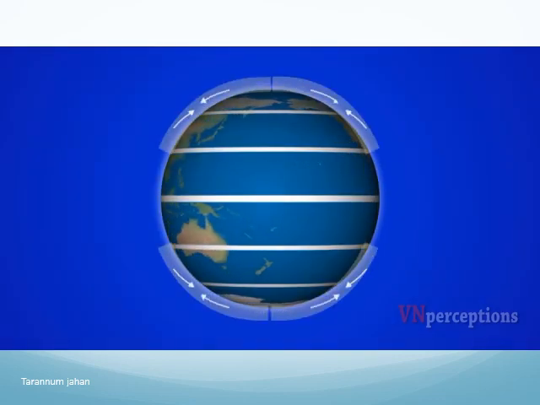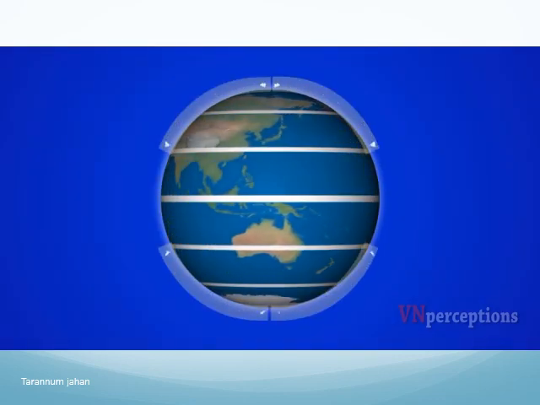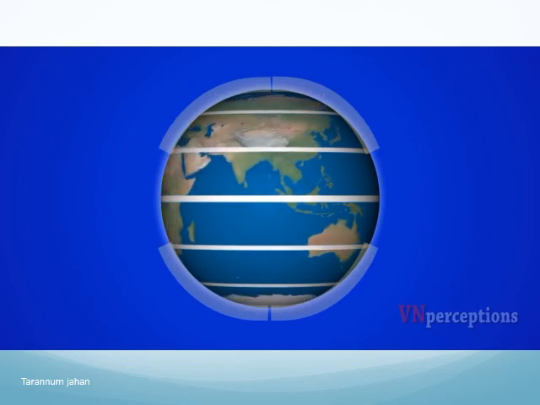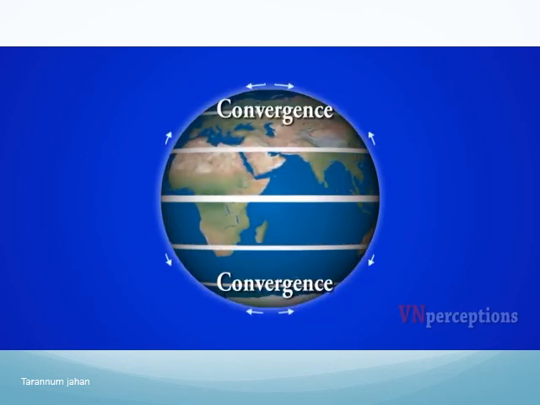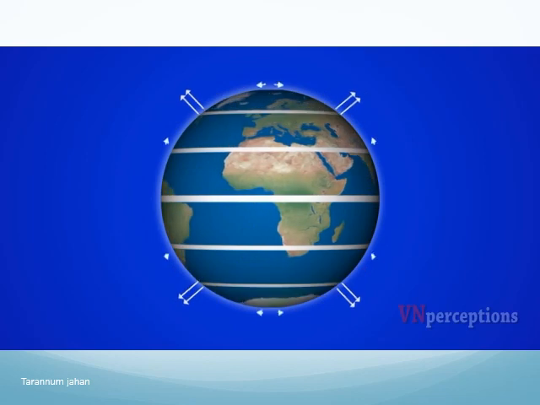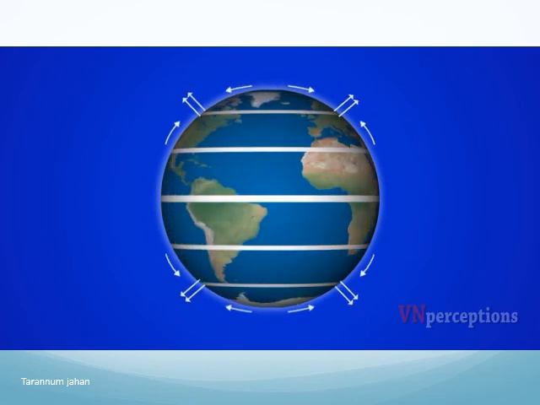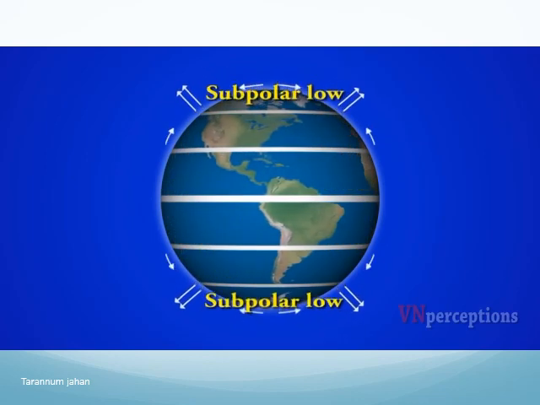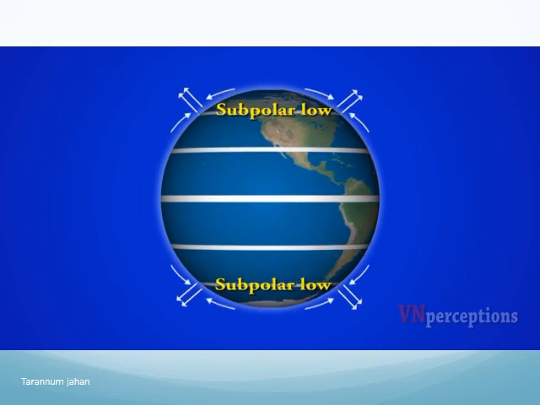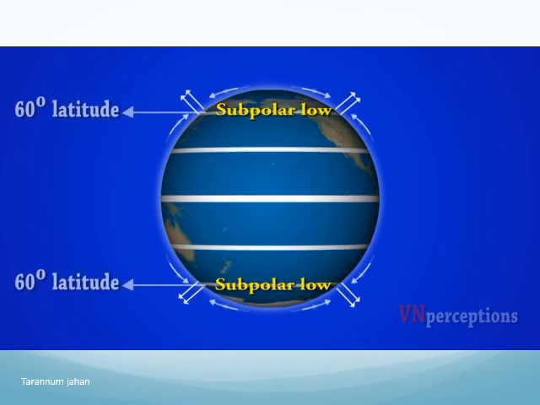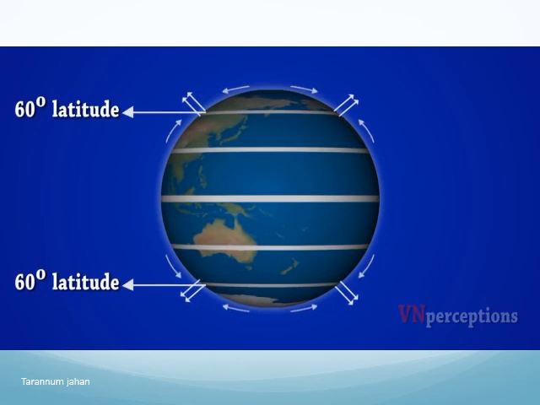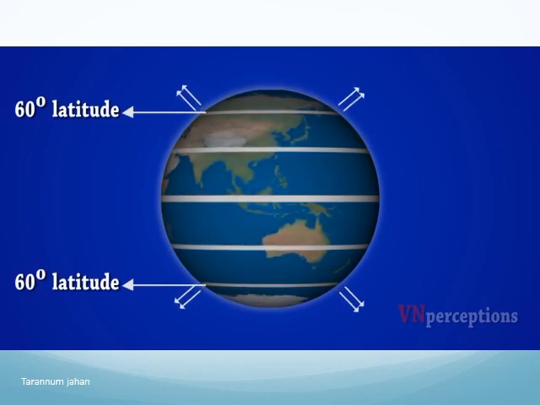At this point, we have air coming from north and south. So, at this point, the air converges and rises up. These regions are known as subpolar lows. So, at 60 degree latitudes, we have low pressure system because we have rising air.